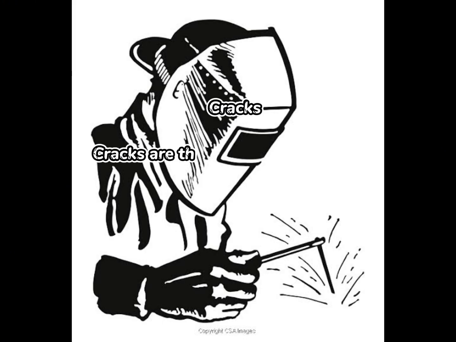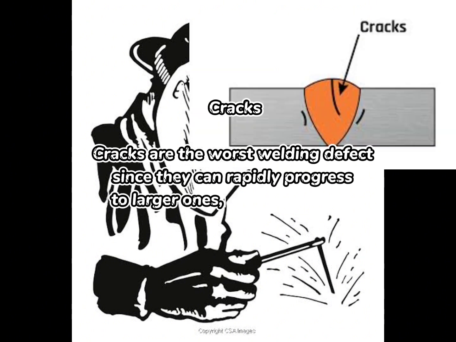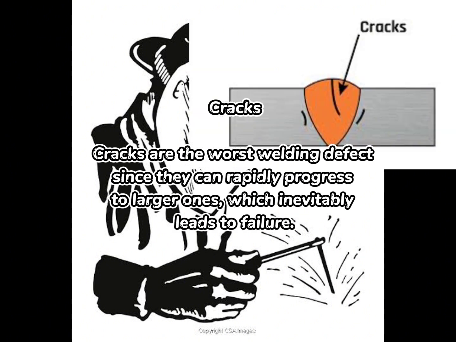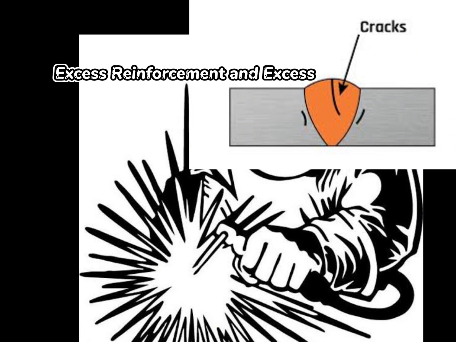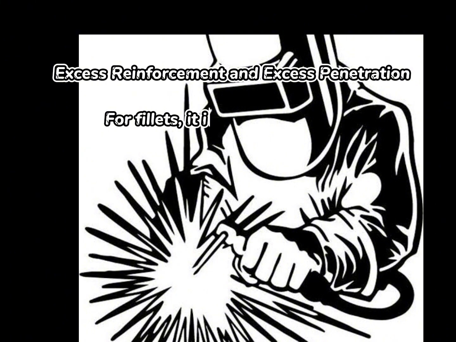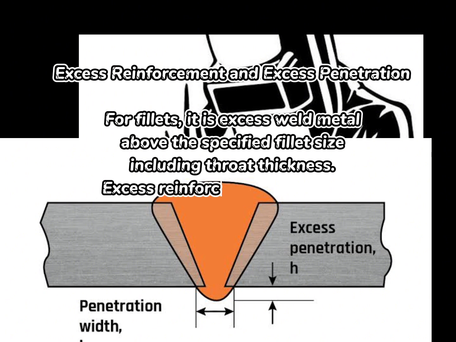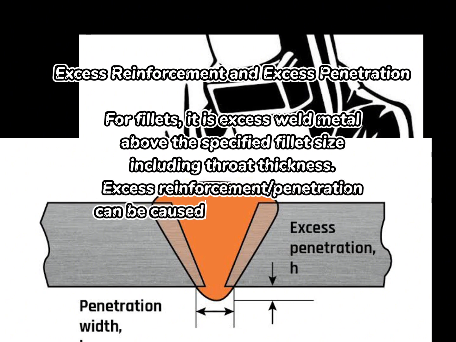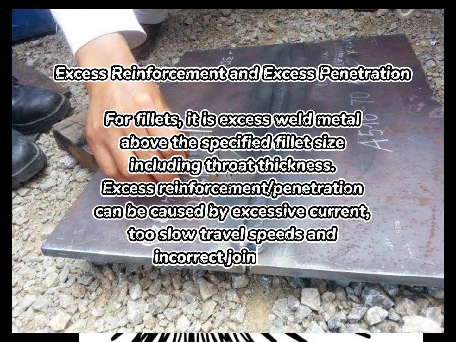Cracks. Cracks are the worst welding defect, since they can rapidly progress to larger ones, which inevitably leads to failure. Excess reinforcement and excess penetration. For fillets, it is excess weld metal above the specified fillet size, including throat thickness. Excess reinforcement or penetration can be caused by excessive current, too slow travel speeds, and incorrect joint fit-up.